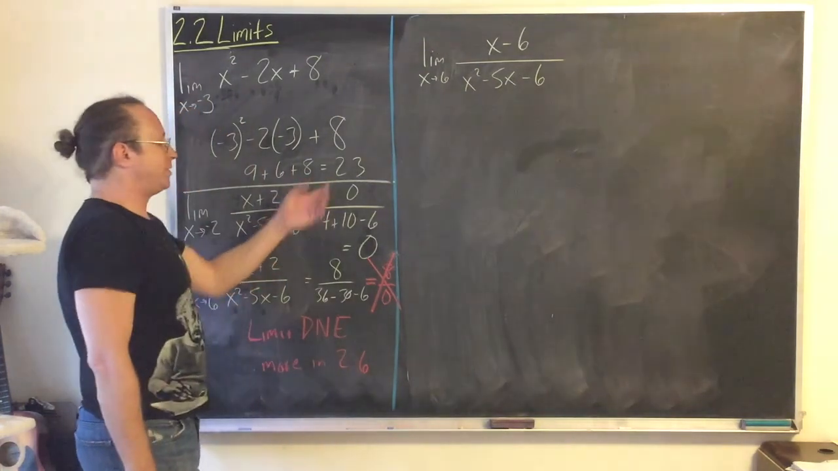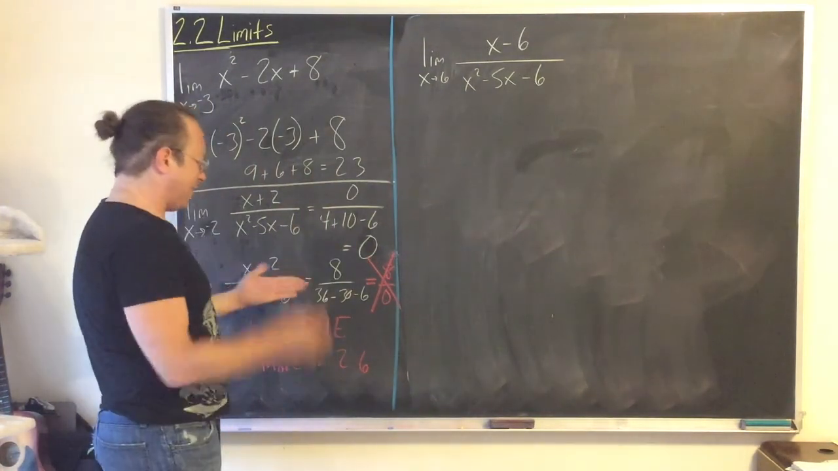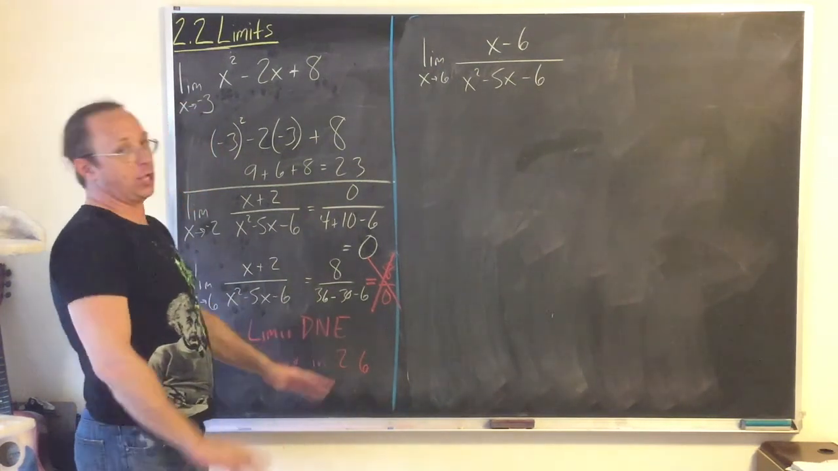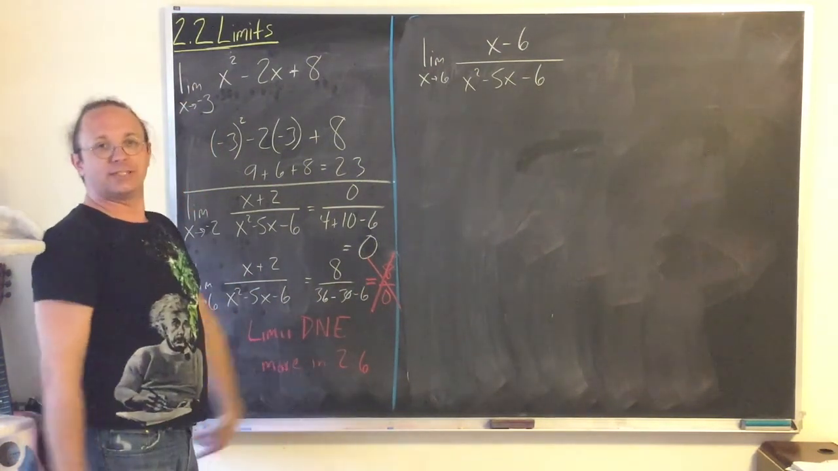So our first example was 0 divided by 8. That was 0. Our next example was 8 divided by 0, which means the limit does not exist. Something has gone completely crazy. More about this in section 2.6.